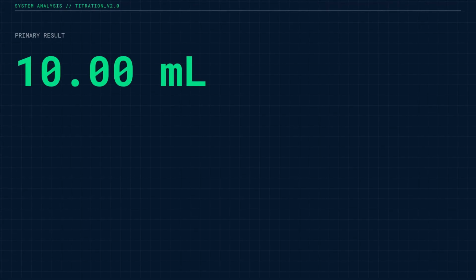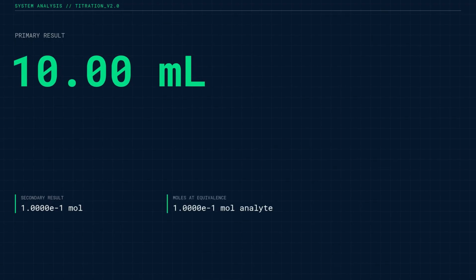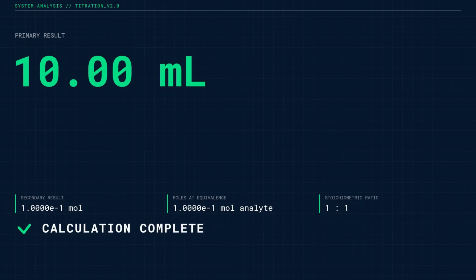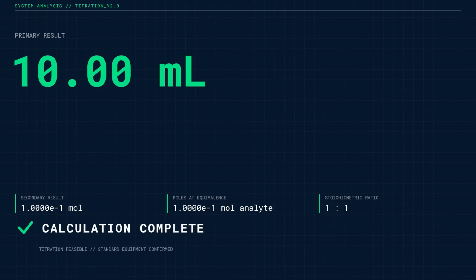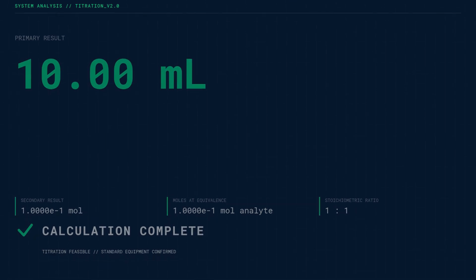The calculator returns primary result 10.00 milliliters, secondary result 1.000 E1 mole, moles at equivalence 1.000 E1 mole analyte, and stoichiometric ratio 1:1. The system confirms calculation complete and titration is feasible with standard equipment.